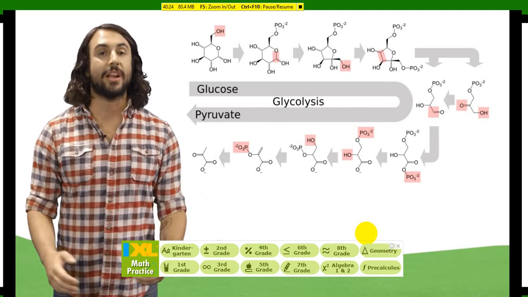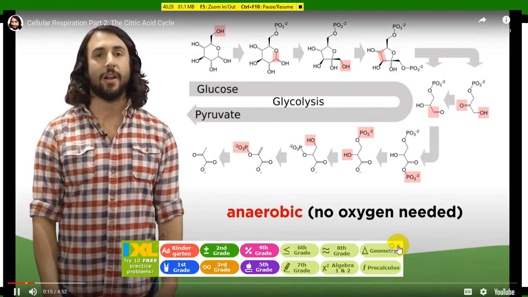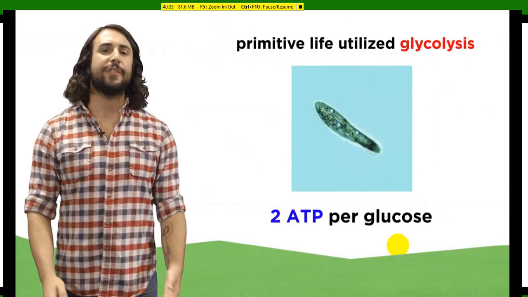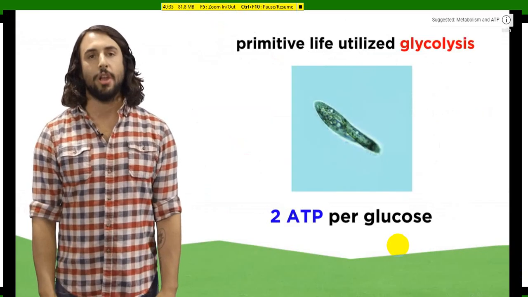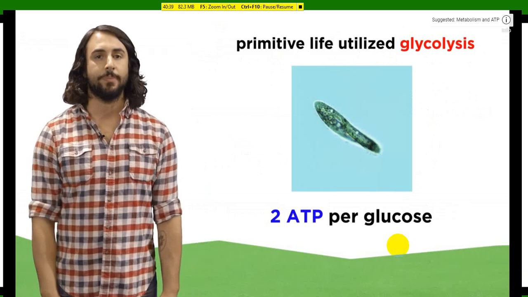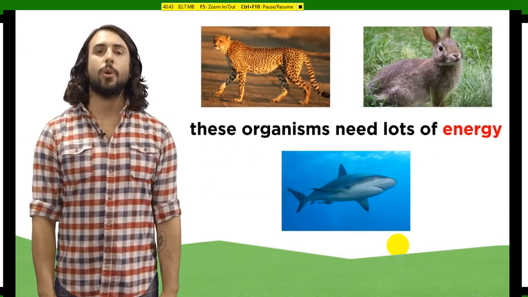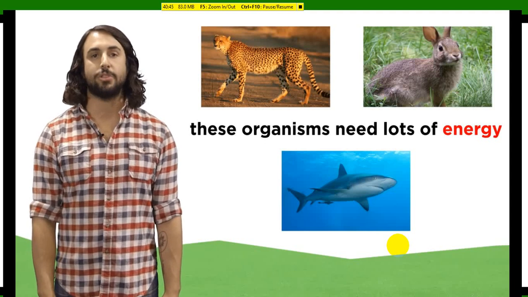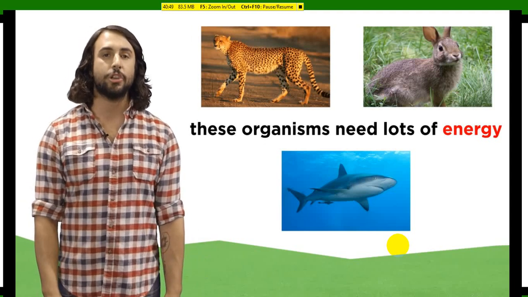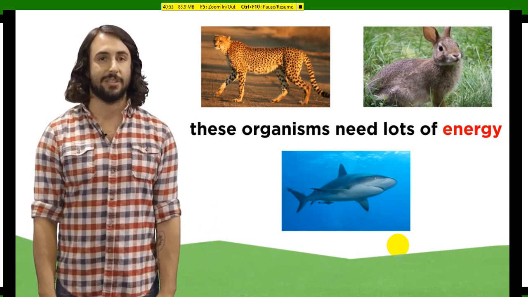We learned about glycolysis, which is an anaerobic process, meaning it does not require oxygen to occur. Since oxygen is not necessary, the first simple organisms on Earth were able to generate energy through glycolysis for millions of years. But 2 ATPs per glucose just isn't that much. In order for higher organisms like animals to evolve that can run and jump and swim, they had to evolve additional metabolic pathways that generate far more energy than glycolysis.